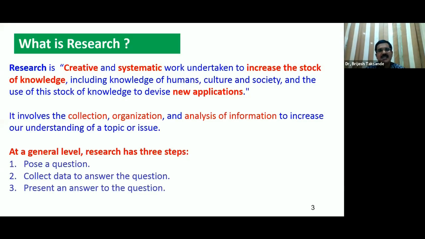So it is a very systematic process which involves collection of the data, collection of the appropriate methods to be used in particular research, its organization, its result orientation, and ultimately analysis of that information, analysis of the data which is obtained during the processes of gathering information, and leading this to understanding of the topic or issue. So ultimately everything is leading to an increase in the depth of knowledge.